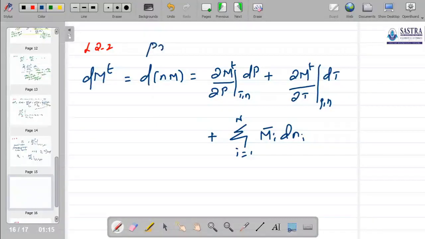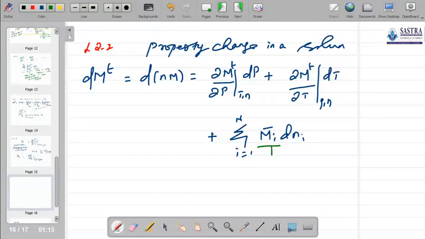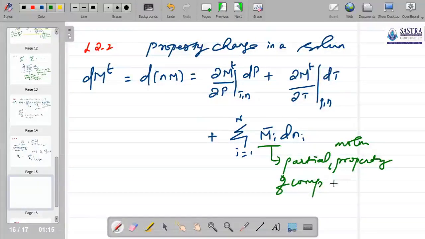So this gives the property change in a solution, and we have seen that this term denotes the partial molar property, the partial molar property of component i.